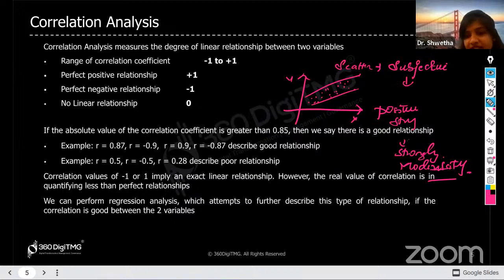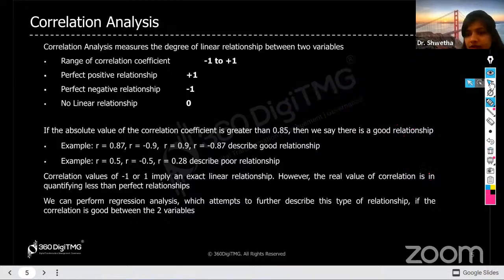Because of the subjectivity, we need a proper measure to say, okay, this is strongly correlated and this is not. So to avoid the subjectivity, we can go for the correlation coefficient. The correlation coefficient is given by small r. The range of this correlation coefficient is -1 to +1.